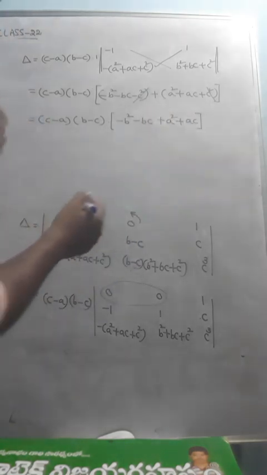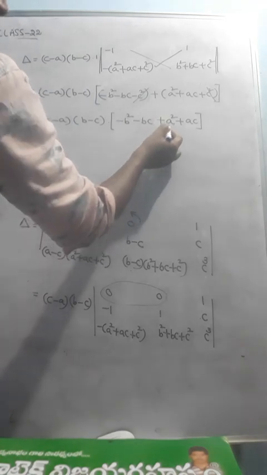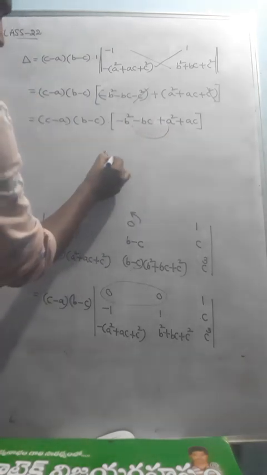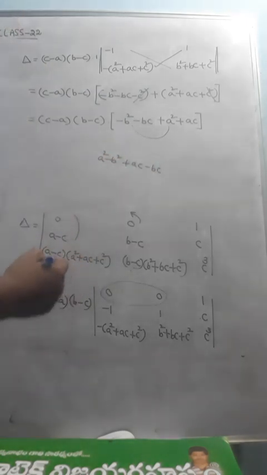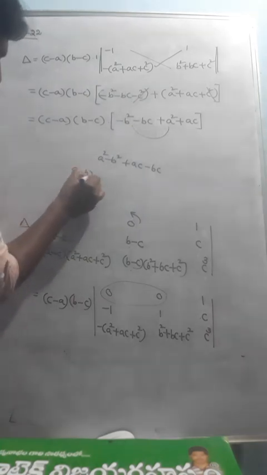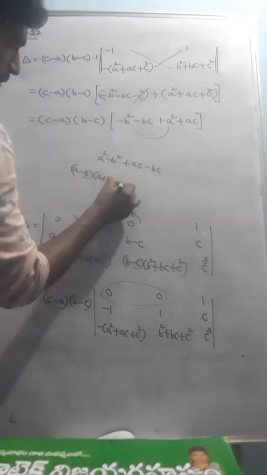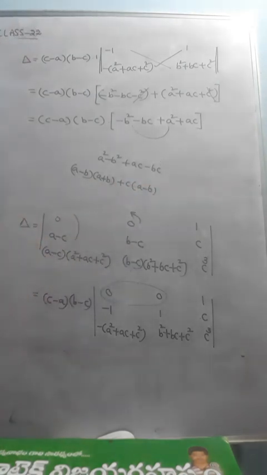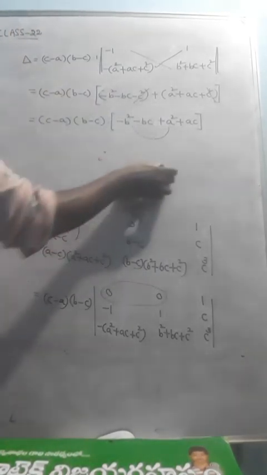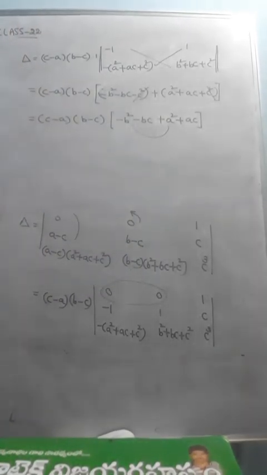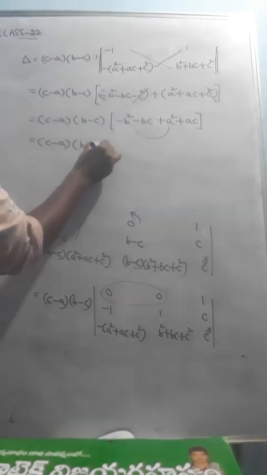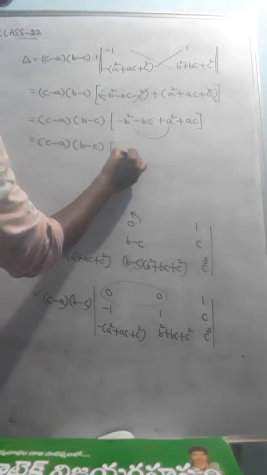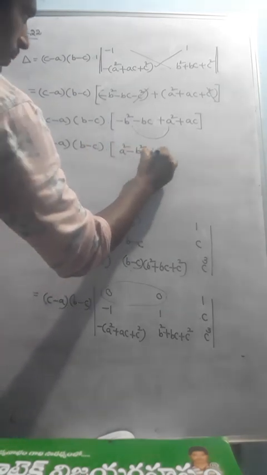Okay, if you write these two near each other, A square minus B square will come here, next AC minus BC. You can write this one as A minus B into A plus B, and if you take C common, then A minus B will come, so easily we can get the right hand side answer. So next step, that is equal to C minus A into B minus C into A square minus B square plus AC minus BC.